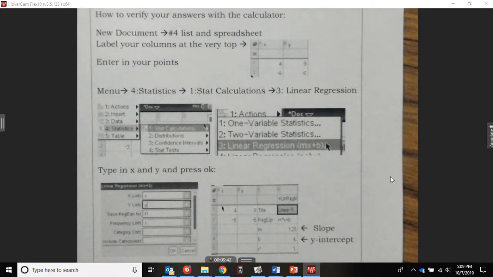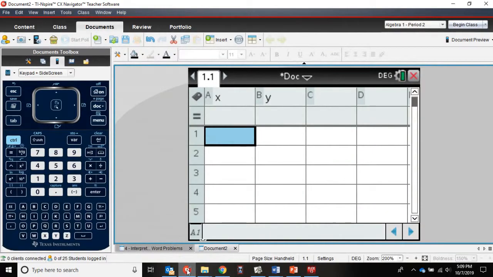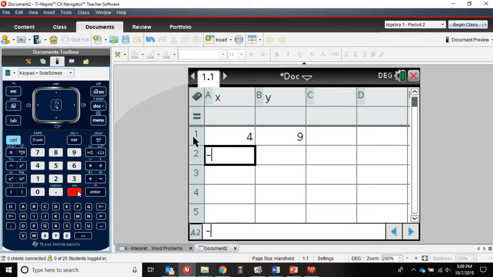Okay. And so when I go back to my calculator, the points have to go just like an ordered pair would. So 4 goes with 9, and -8 goes with -6. And so make sure you enter it in. Otherwise, even though you typed it, you have to enter it or it doesn't work.